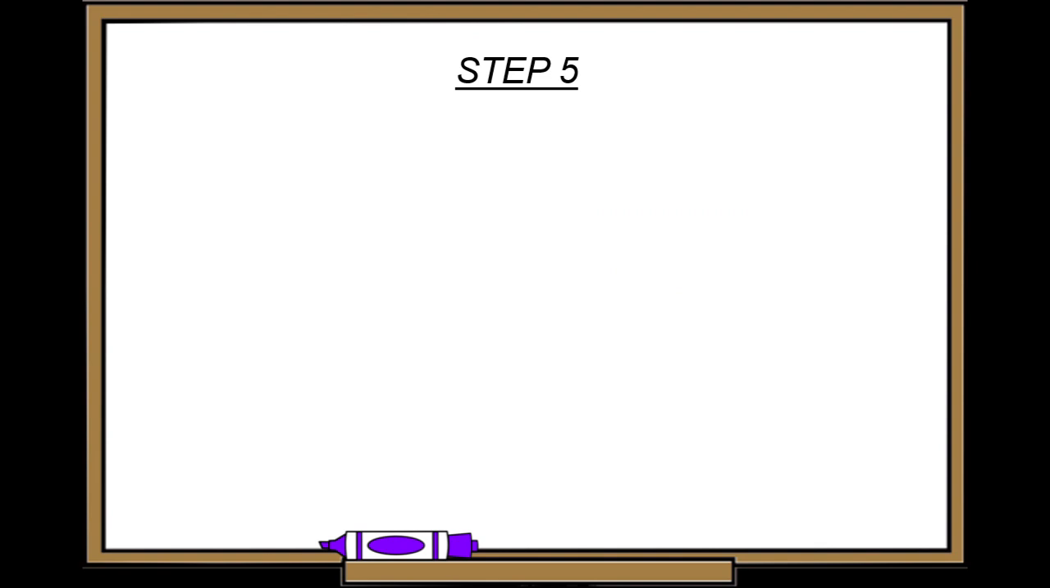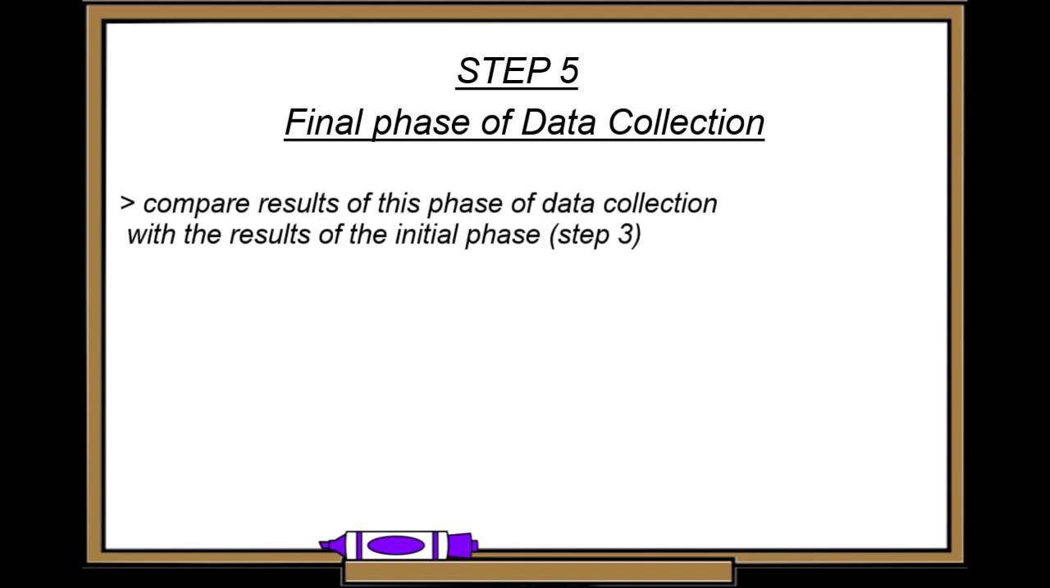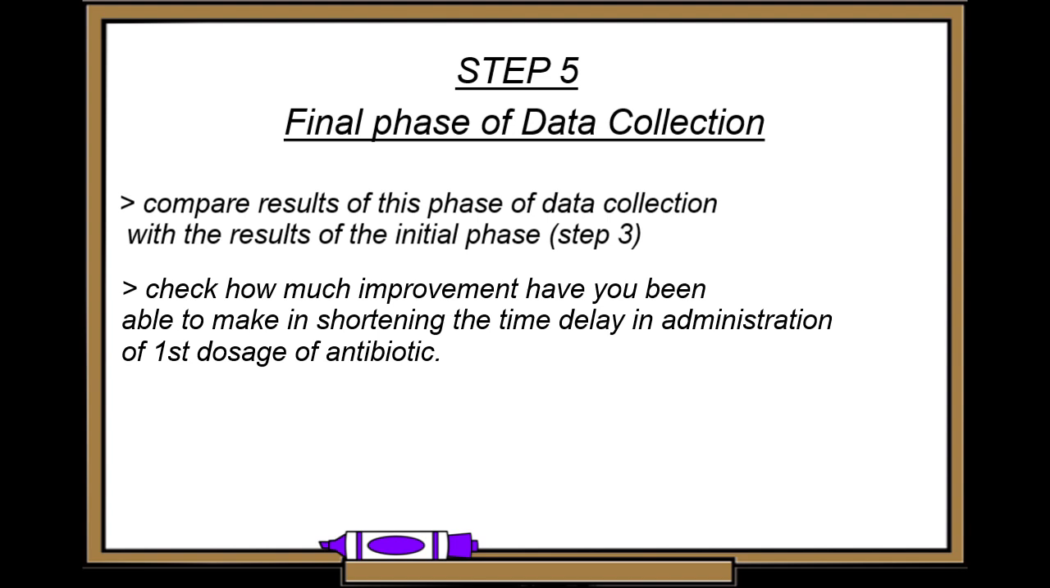Now proceed to step 5 after a gap of 2 months. In this step, you will again start collecting data and observe once again the time delay in the administration of the first dose of antibiotics. Compare the results of this step 5 phase of data collection with the initial results of the step 3 phase. Check and document how much of an improvement you have been able to make by shortening the delay in the administration of the first dosage of antibiotic to patients with sepsis or septic shock.